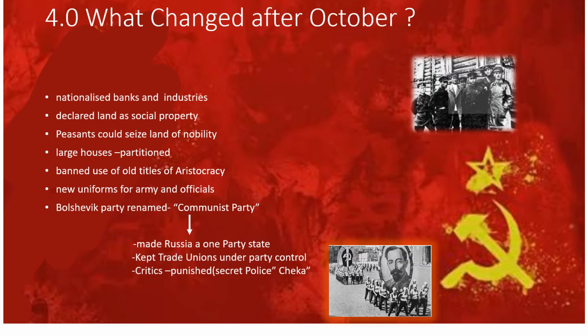The Bolshevik party was renamed as Communist Party, and later this Communist Party was the only party in Russia. This party kept trade unions under its control. Trade union means unions of workers. Anyone who criticized the Communist Party was punished. There was a secret police called Cheka.